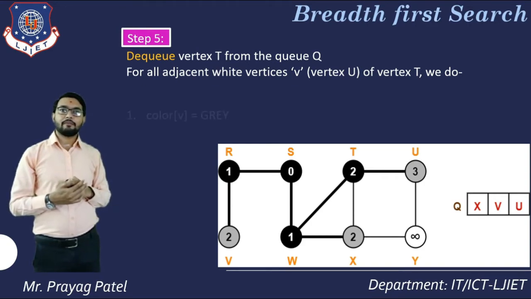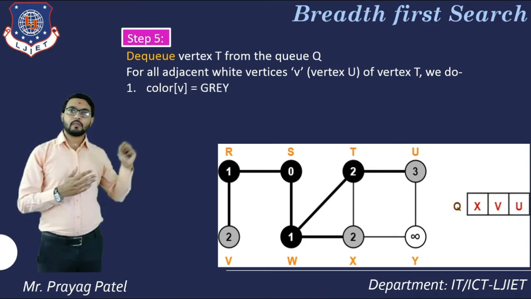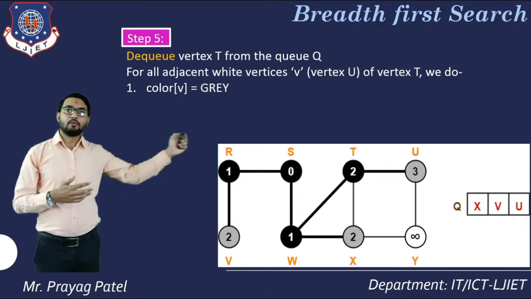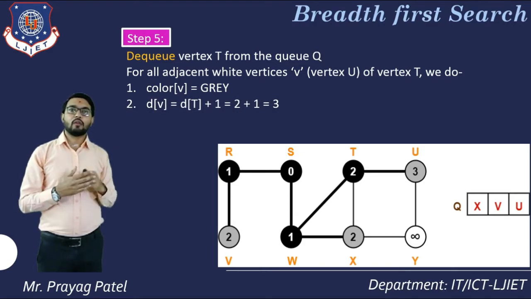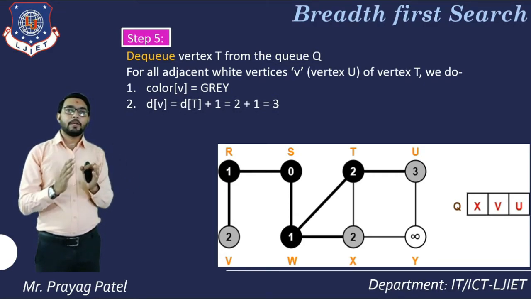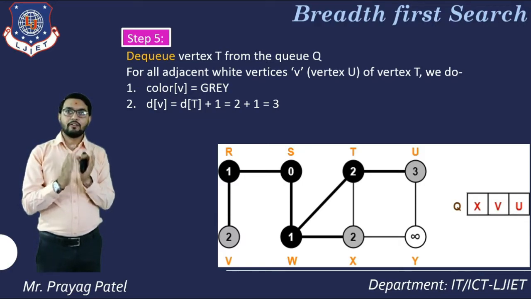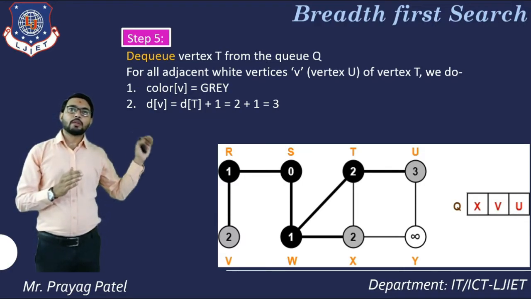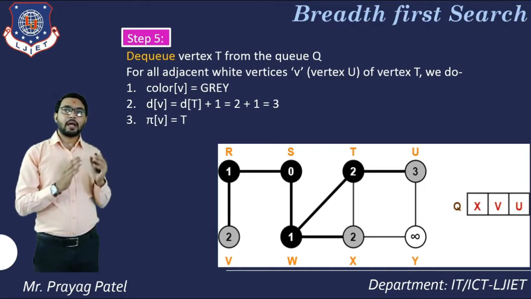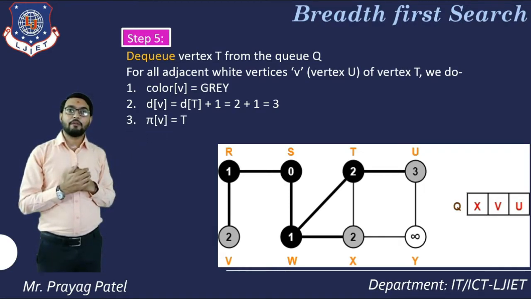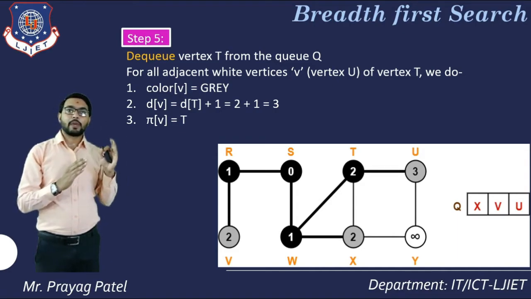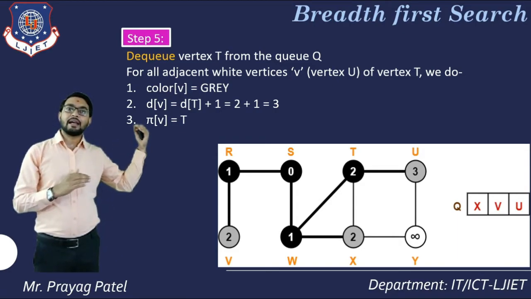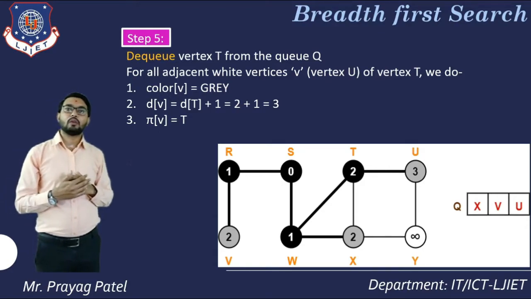We do the following steps. First step is color of V equals gray. So here the color of node U equals gray. Now d of V equals d of T plus 1. d of T, the distance or level of node T, equals 2. 2 plus 1 equals 3. Now pi of V equals T. Here pi of V means the parent of the node, so the parent of node U is T. So pi of V equals T.